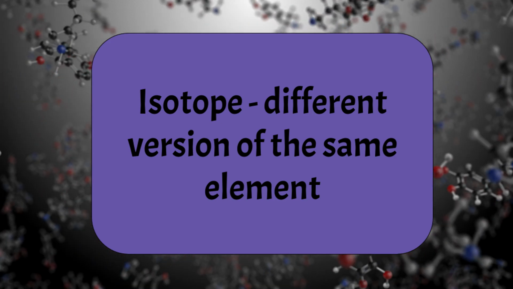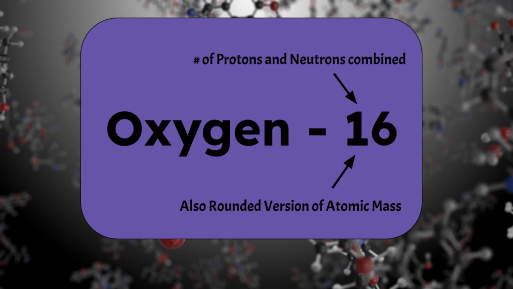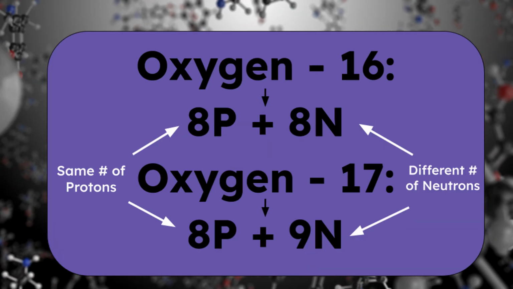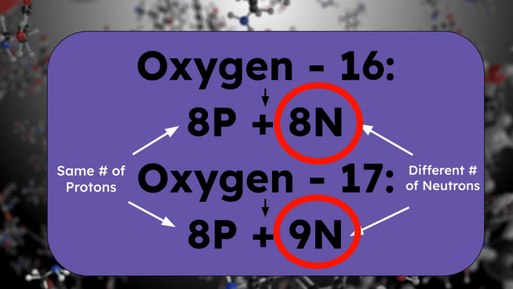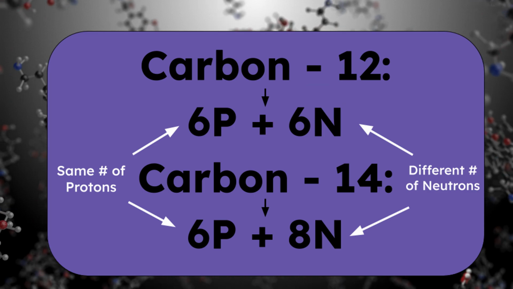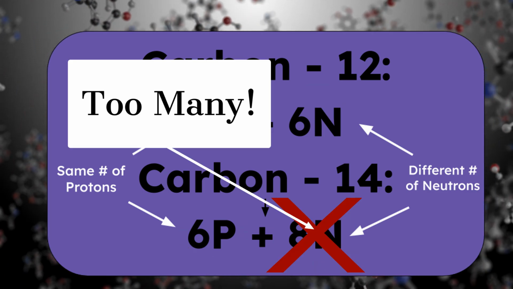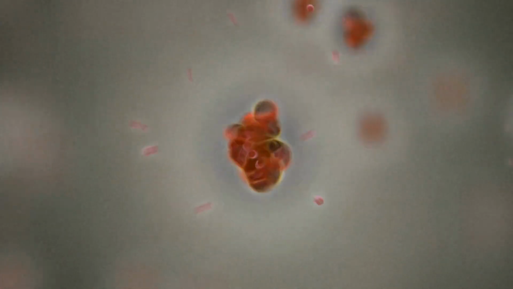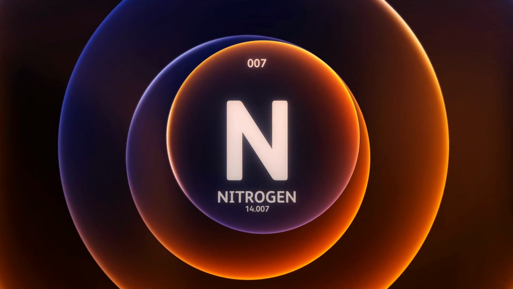The number beside their name means how many protons and neutrons they contain added together. Different isotopes of the same element will have the same number of protons, but a different number of neutrons. For example, carbon 12 has 6 protons and 6 neutrons, while carbon 14 has 6 protons and 8 neutrons. But carbon 14 doesn't want to have that many neutrons because that makes it unstable, so it undergoes beta negative decay and becomes nitrogen 14.